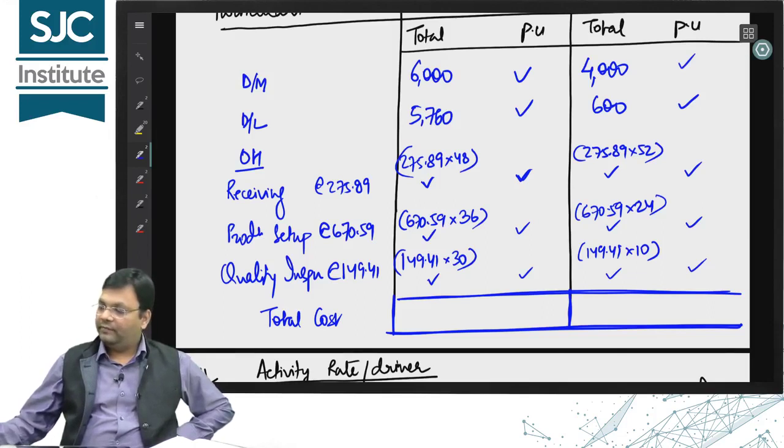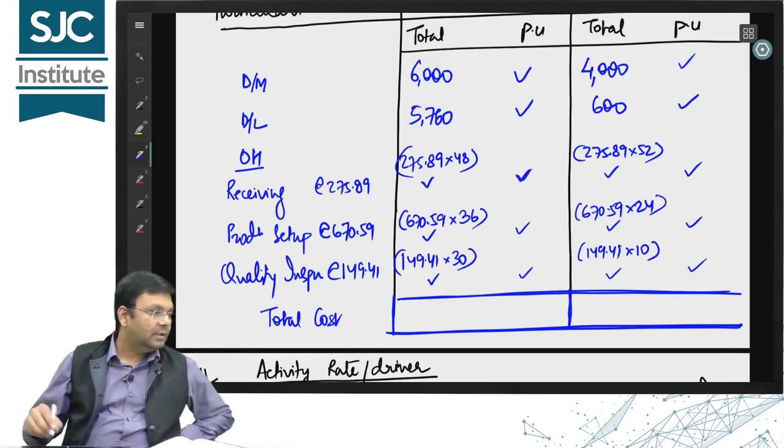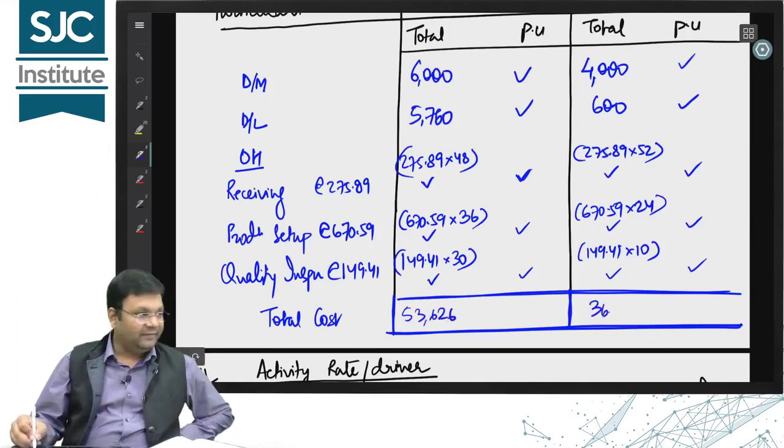Now if you don't give me the answer in a count of 10, okay, I've got the answer. It is 53,626 and 36,535. I've rounded it off.